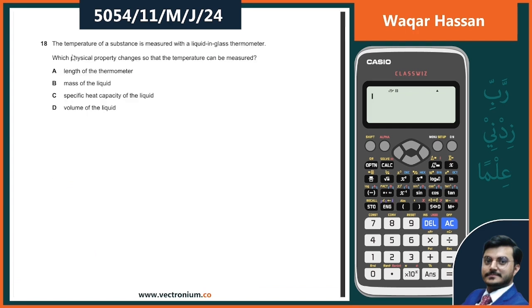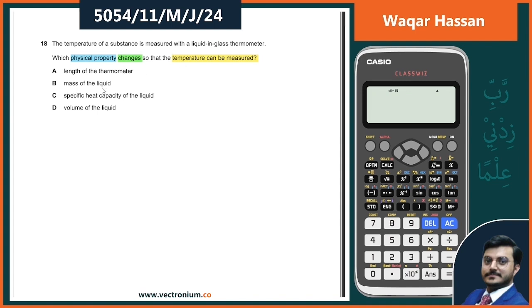Question number 18. The temperature of a substance is measured with a liquid in glass thermometer. Which physical property changes so that the temperature can be measured? Option A, length of thermometer. No, the length of the thermometer is not a property of the substance. He is actually asking about the physical property of the liquid.